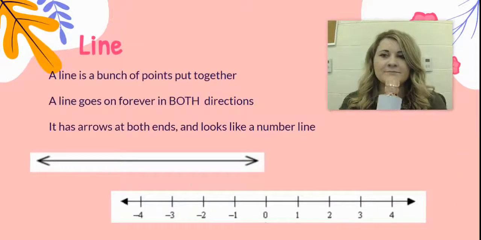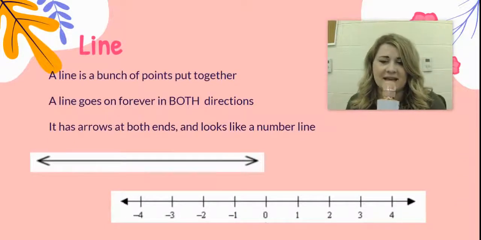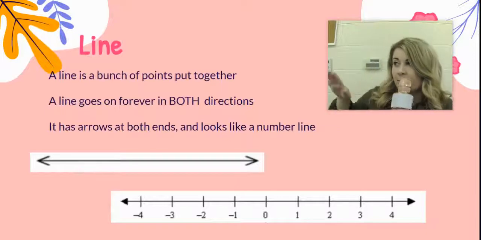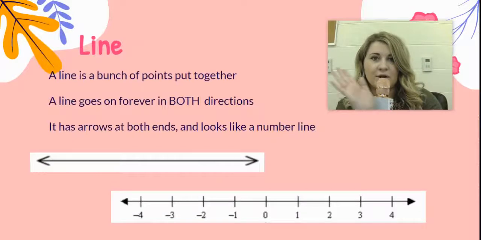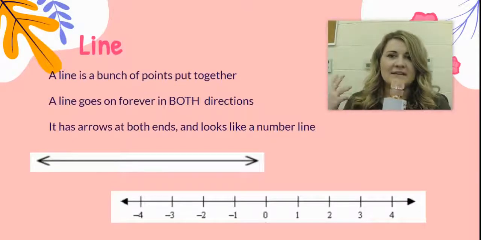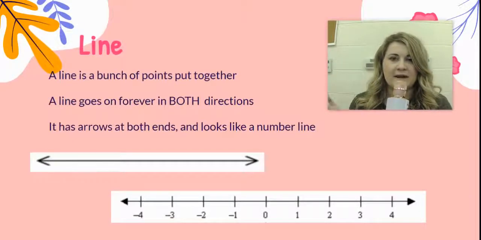Next, we have a line. A line is a bunch of points put together. A line goes on forever in both directions. It has no beginning. It has no end. So time is kind of like this. Time has no beginning, no end. It just goes on forever and ever.